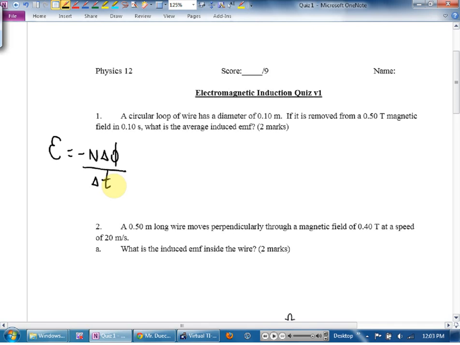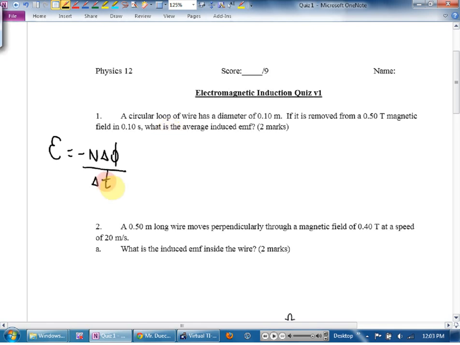What's N? I heard it. You're right. Yeah, a loop. N is one. Be alert for that, because they'll do that quite often because it makes the math easier. A lot of kids say, I can't see N anywhere. Well, the word a means one if they don't mention any other turns of wire. So N is going to be one.